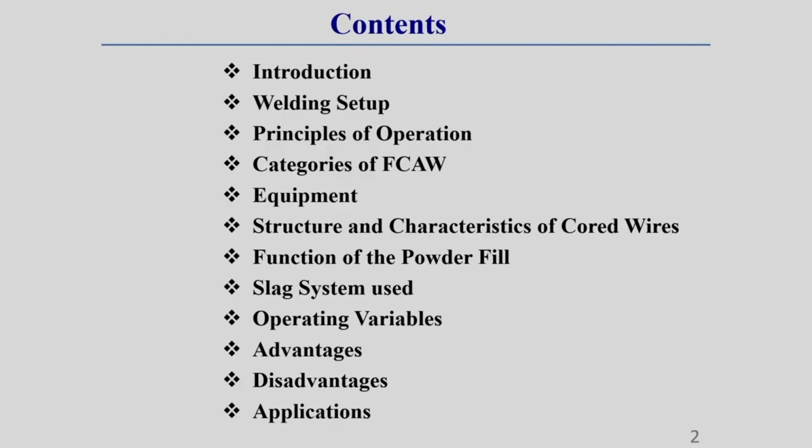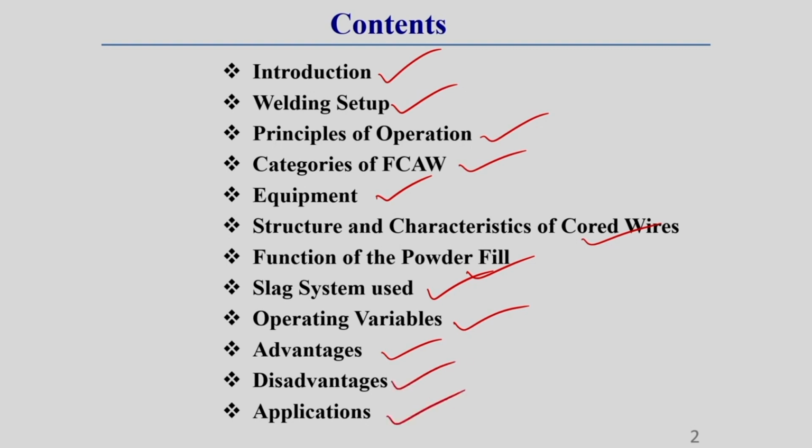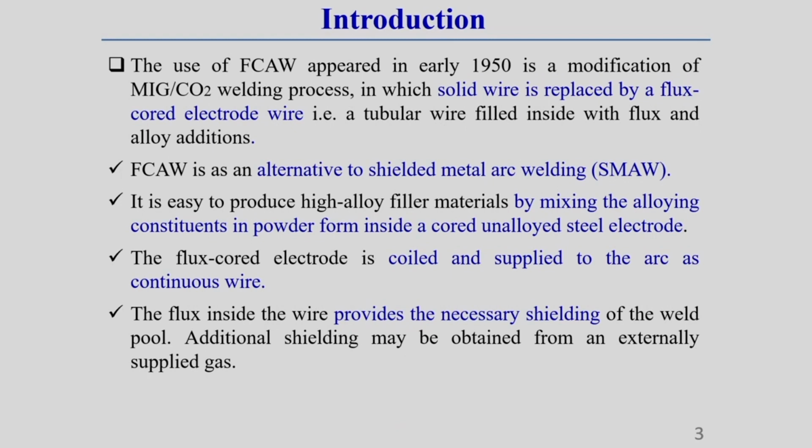These are the contents of today's lecture. We will cover the introduction, then welding setup, then principles of operation, categories of this flux core arc welding process, what equipment is used for this process, then structure and characteristics of flux core arc wires, then function of the powder filled inside the core of the electrode, flux system used, operating variables, then advantages, disadvantages and applications.